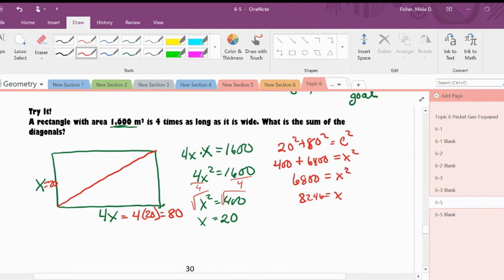So if one of them is 82.46, we know that the diagonals of a rectangle are congruent. So the sum of the diagonals, that's going to be both diagonals, 2 diagonals, would be 82.46 times 2, and that is 165 meters.